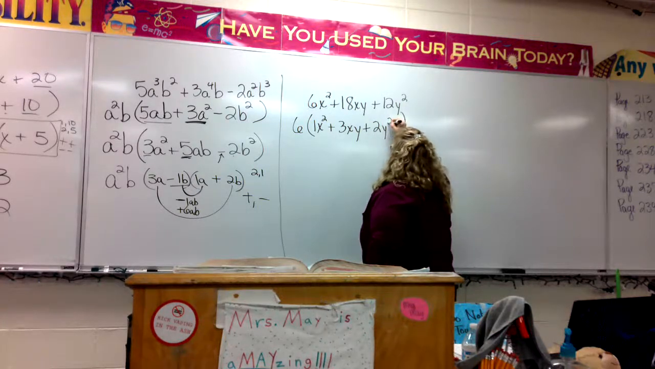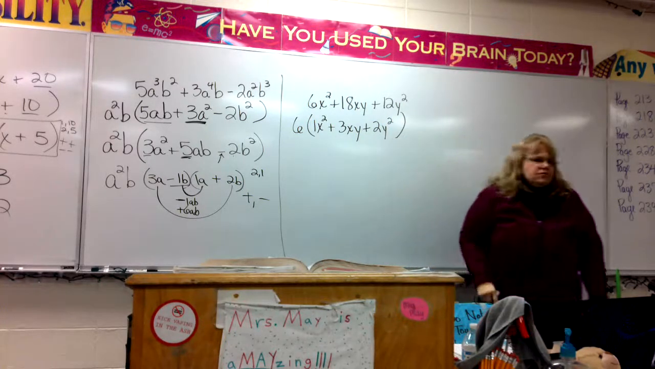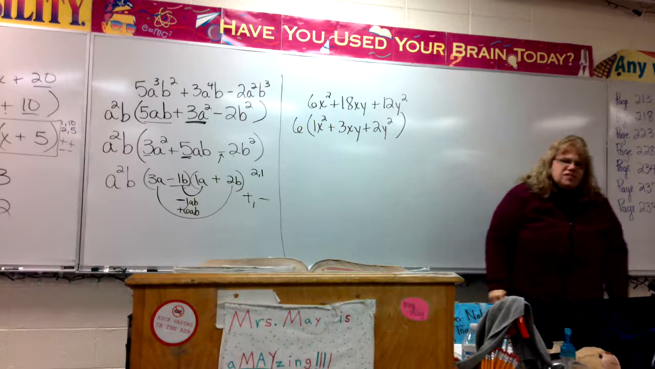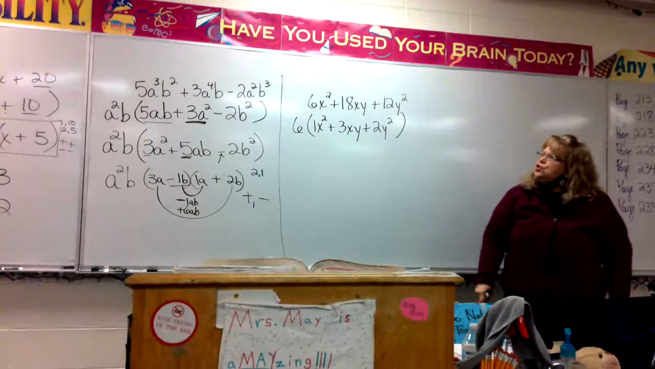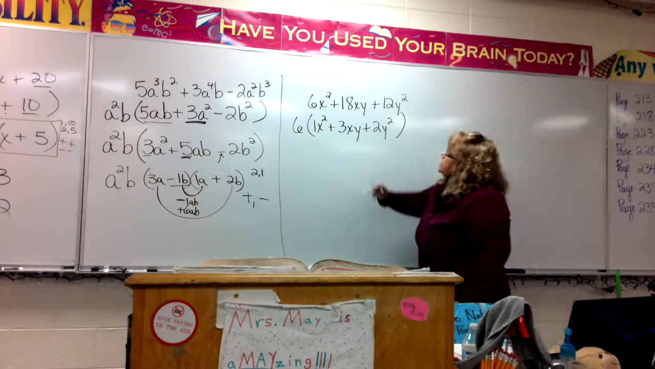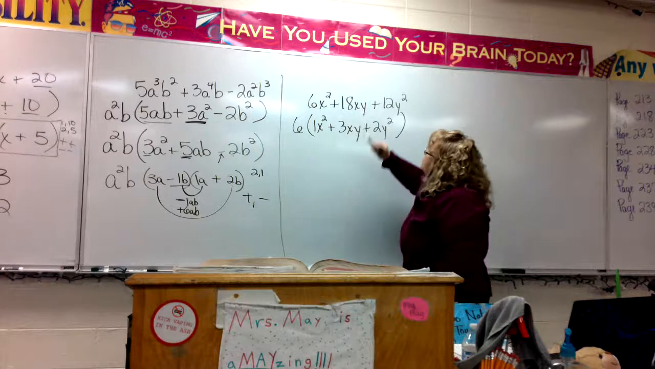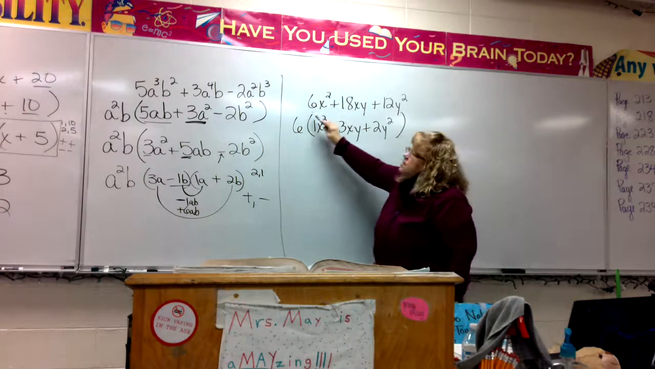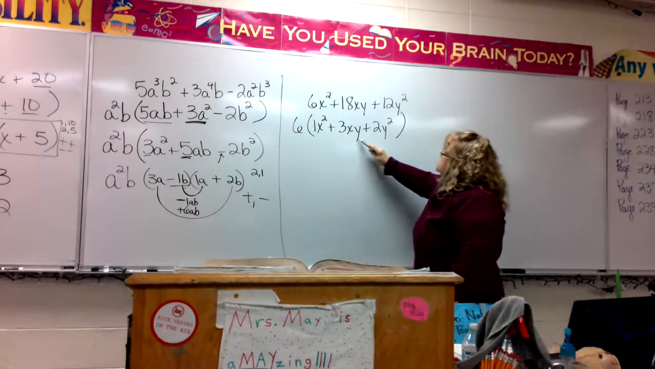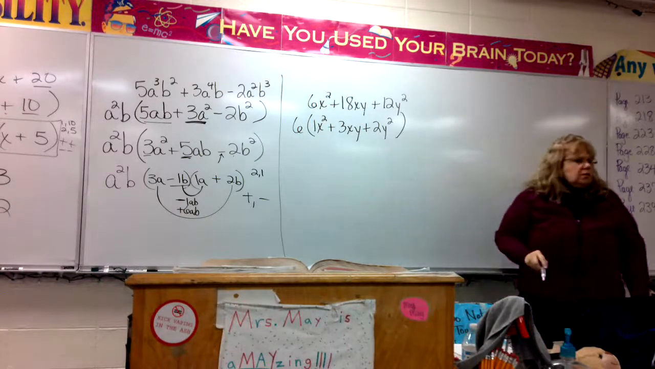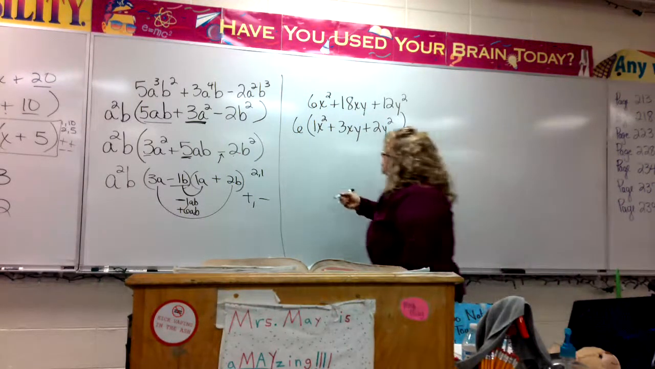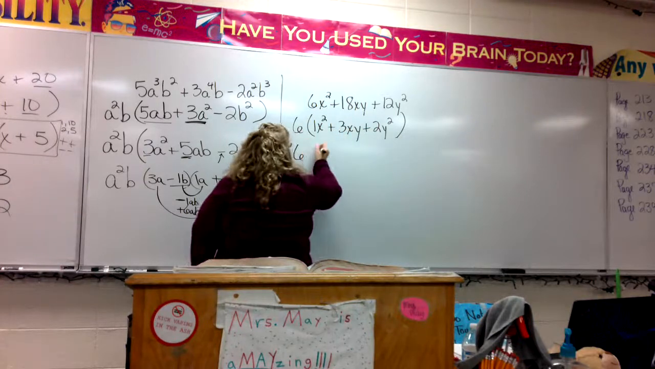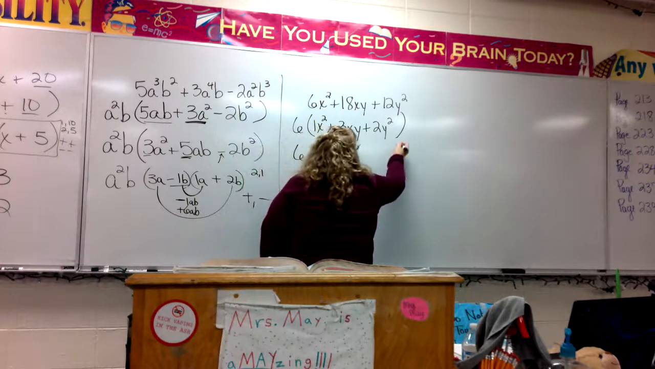2. So first you're going to take out the 6 because they all have a 6 in common. And you should actually get in the habit of looking to see if anything's in common to all of those, because you could factor this, but it's a lot easier to factor the bottom one, right? So once you take out the 6, now we're going to try to factor this thing.